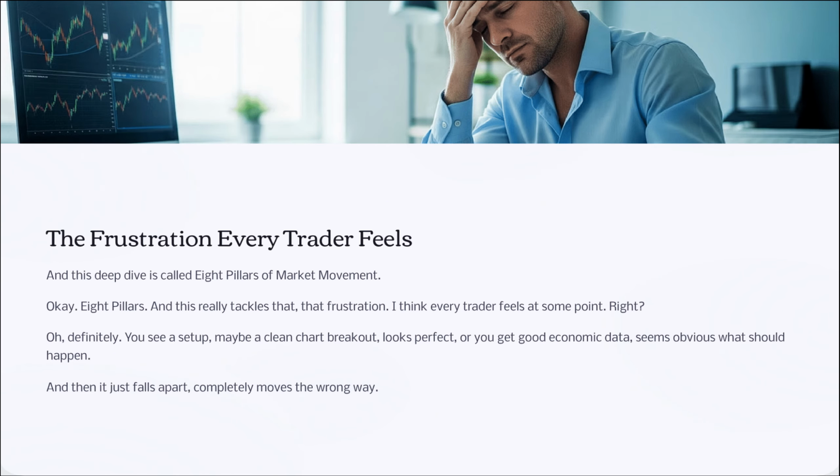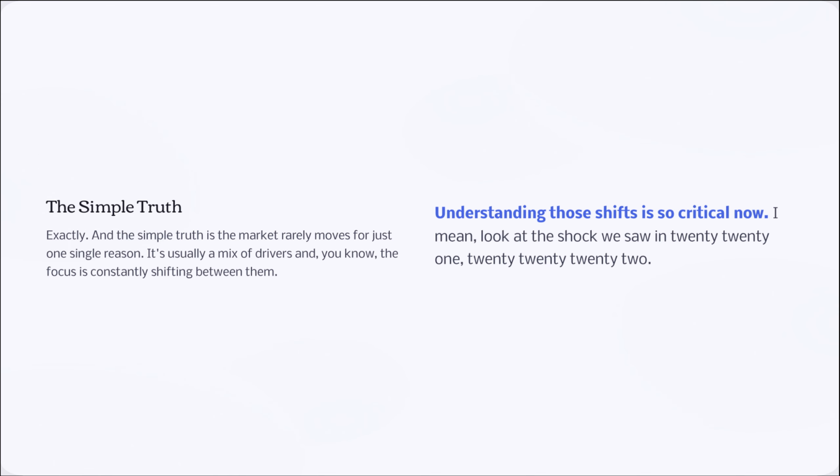Okay, 8 pillars. And this really tackles that frustration. I think every trader feels it at some point, right? Oh, definitely. You see a setup, maybe a clean chart breakout, looks perfect, or you get good economic data, seems obvious what should happen. And then it just falls apart, completely moves the wrong way. Exactly. The simple truth is the market rarely moves for just one single reason. It's usually a mix of drivers, and the focus is constantly shifting between them. Understanding those shifts is so critical now.